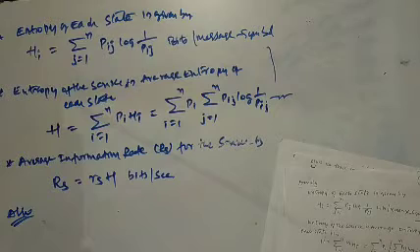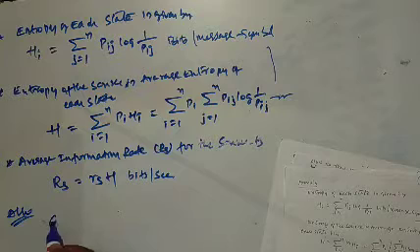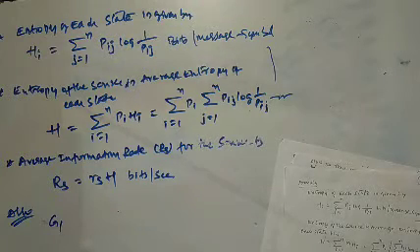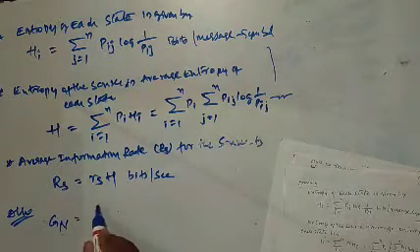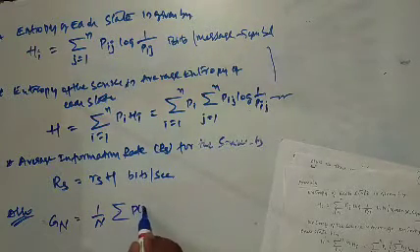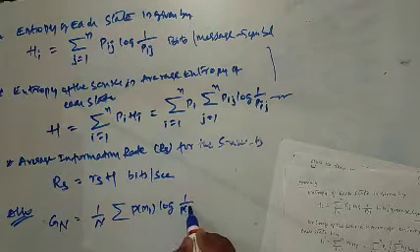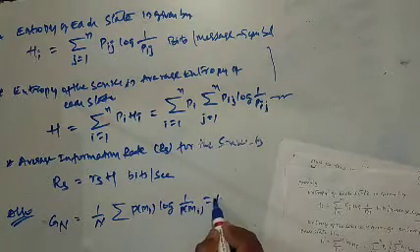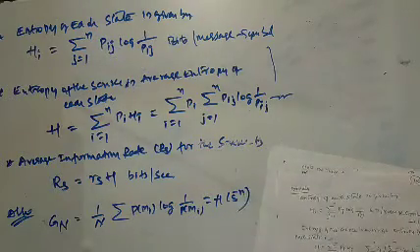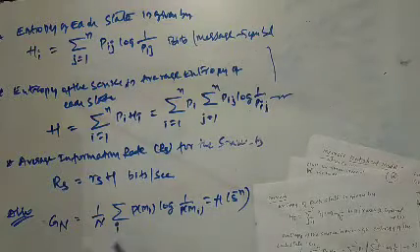the entropy of the extensions. Entropy of the extension: G1 stands for the first extension, G2 stands for the second extension, and G3 stands for the third extension. In generalized form, we write Gn is equal to 1 by n summation P of mi log 1 upon P of mi. This can be written as H of S to the power of n, bar n.